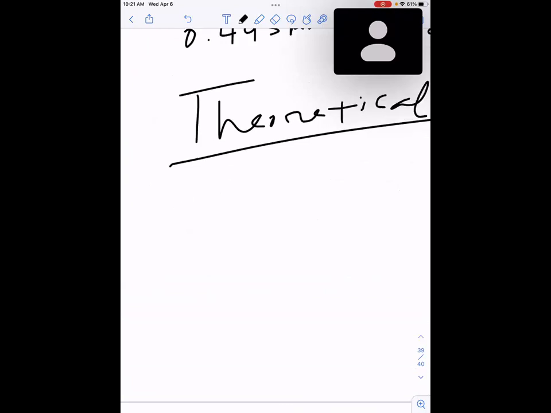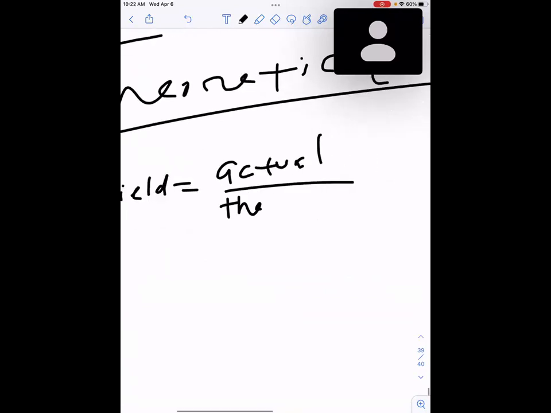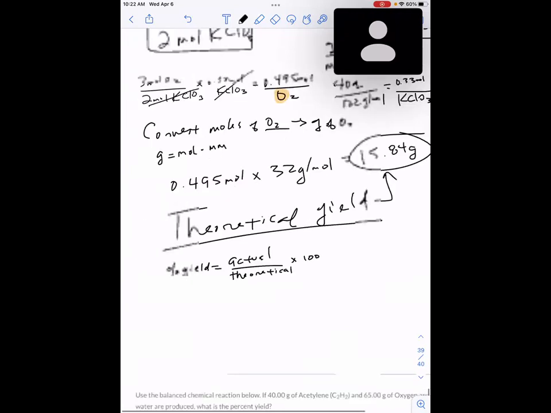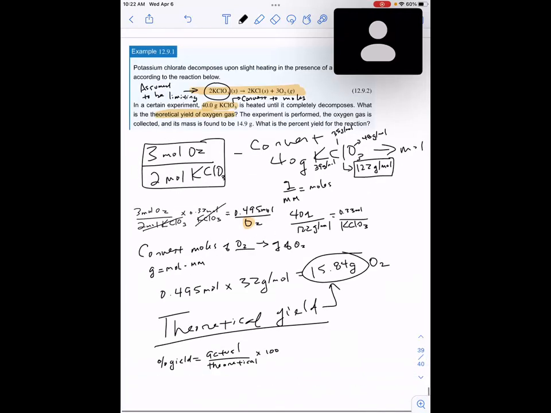So the percent yield is the actual yield over the theoretical yield times 100, right? It's that simple. So it told us here that we collected 14.9 grams of oxygen. So the gas got weighed out. We got 14.9 grams. All right.